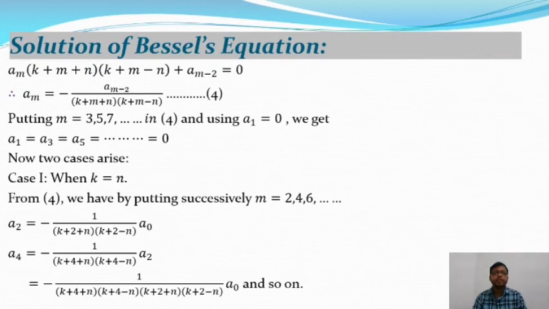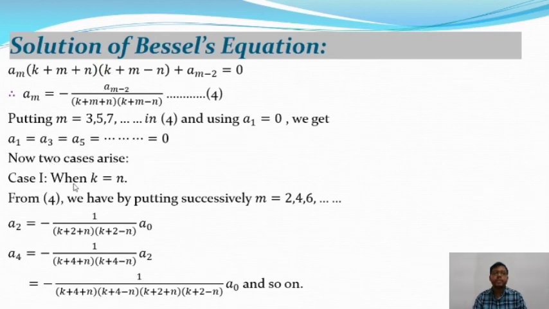Okay, so now we put m is equal to 3, 5, 7, 9 and up to infinity in equation 4, and using a1 is equal to 0, from this we will get a3 is equal to 0, a5 is equal to 0, a7 is equal to 0, and a9 is equal to 0, and so on. So therefore a1 is equal to a3 is equal to a5 is equal to a9 is equal to a11, are all 0. And now two cases arise.